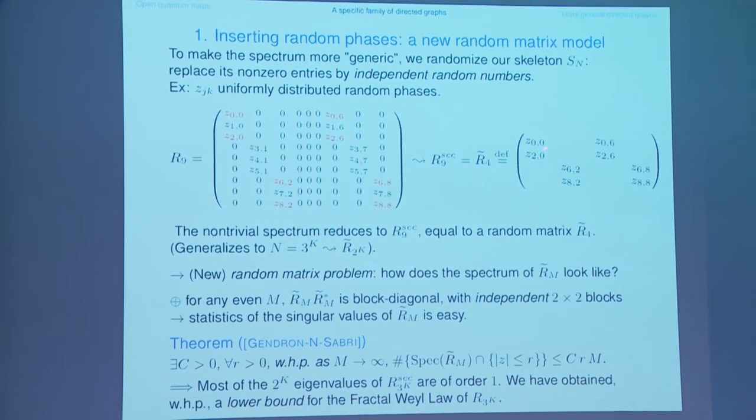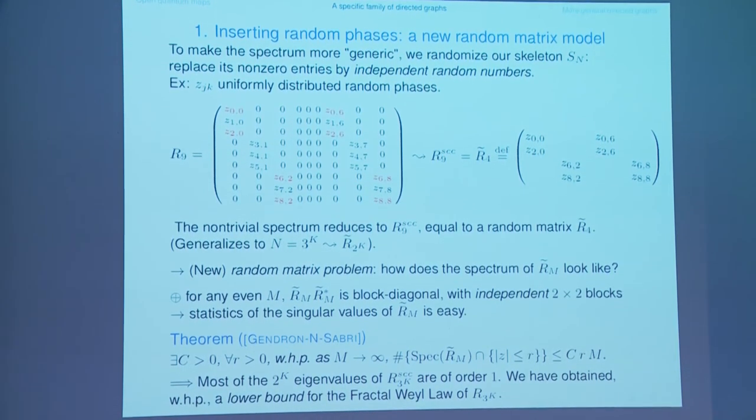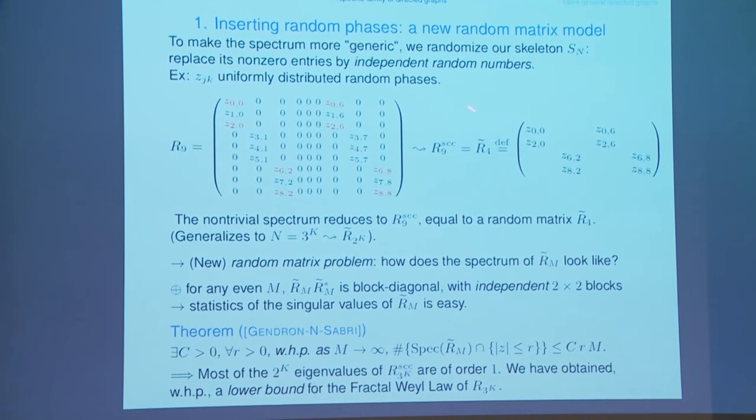The nice feature is that if you look at these types of matrices, which have the spectrum of this De Bruijn graph, or at least look like it, the numbers are non-zero on sort of tilted diagonals. And when you take this matrix times its adjoint, you find a block diagonal matrix, and that helps a lot. You find that R times R dagger is block diagonal with blocks of size 2 by 2. Each block is made of combinations of independent phases, so each block is independent of the other blocks.